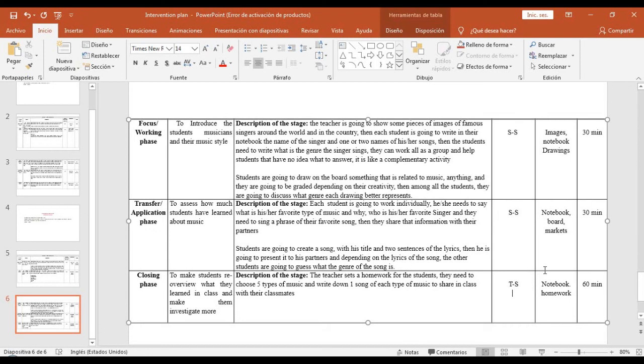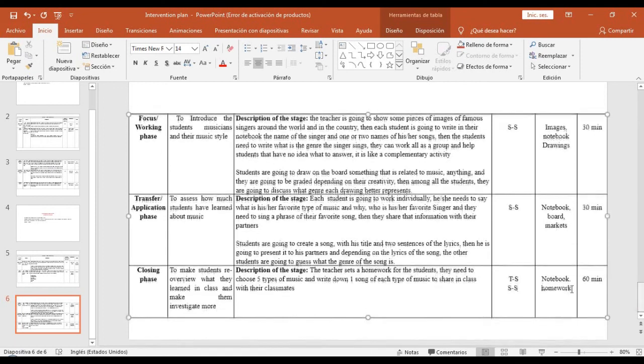And this is a teacher-student interaction, but I'm going to add student interaction because at the next class, they're supposed to share what they found out at home with the other students. They're going to need a notebook and the other resource is the homework. And we're going to take 60 minutes for this.